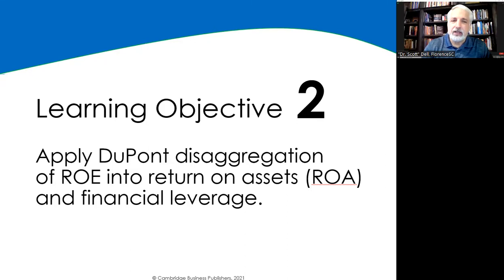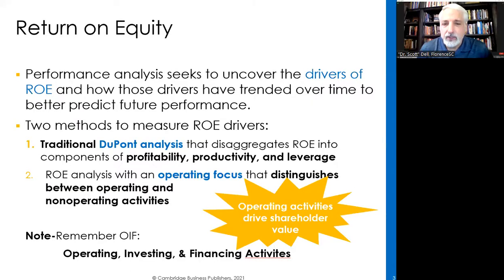So let's do a little deeper dive, take a look at what we're talking about. We've talked about return on equity. With performance analysis, we want to find out what the drivers of those returns are. The Dupont method divides it into 2 segments, which we'll see momentarily. In addition, there are 2 methods to measure ROE. There's traditional Dupont analysis, which we'll go further into. It disaggregates, it separates into profitability, productivity, and leverage. Those are the components that it's broken down into.